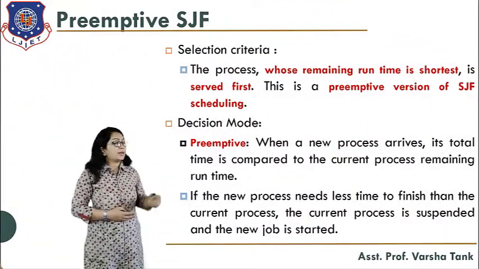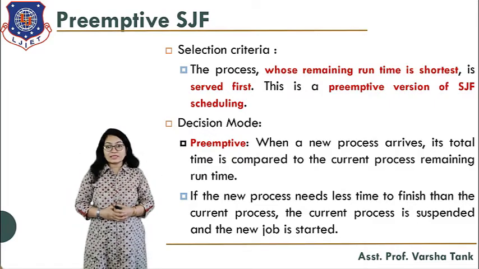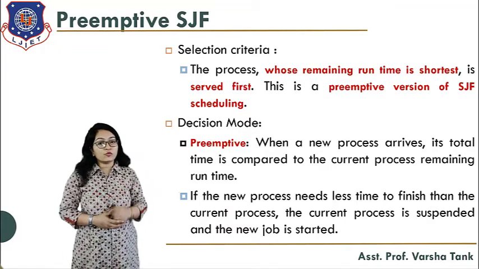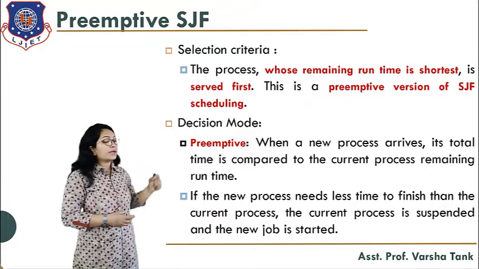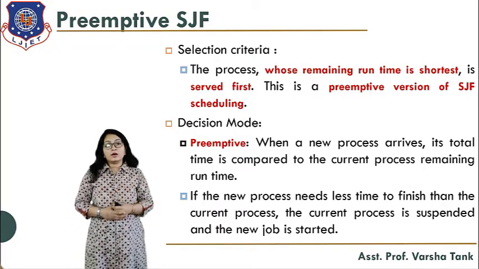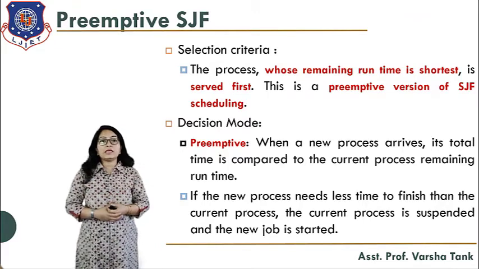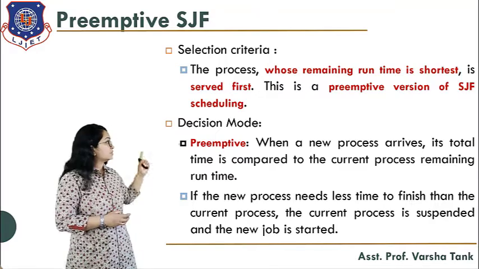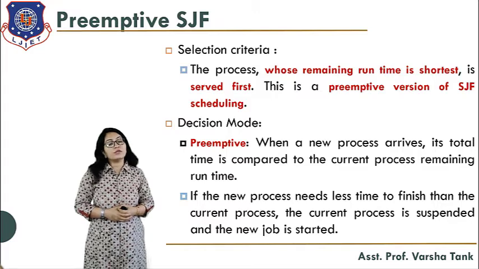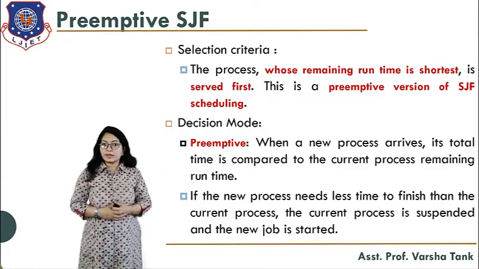Now next is preemptive SJF. So what is the preemptive SJF? As we have discussed till now, in non-preemptive SJF we will not preempt the CPU from the process. But in preemptive SJF, we will preempt the CPU from the process. So what is the selection criteria? The process whose remaining runtime is the shortest is served first. Same way, but this is the preemptive version of the SJF scheduling. And the decision mode is preemptive.